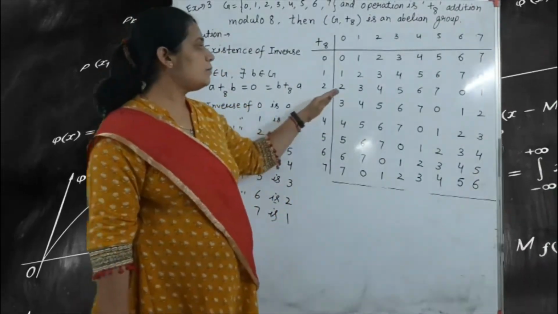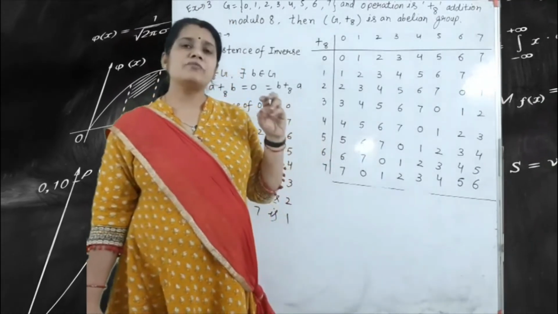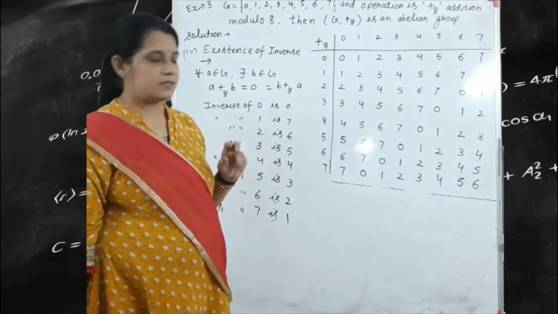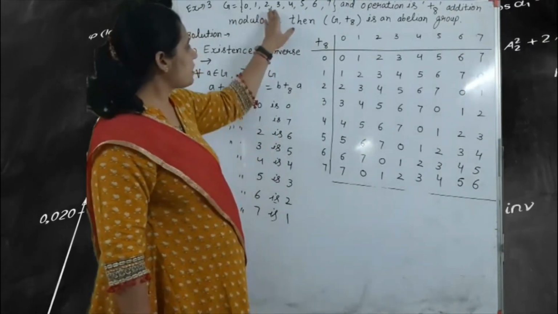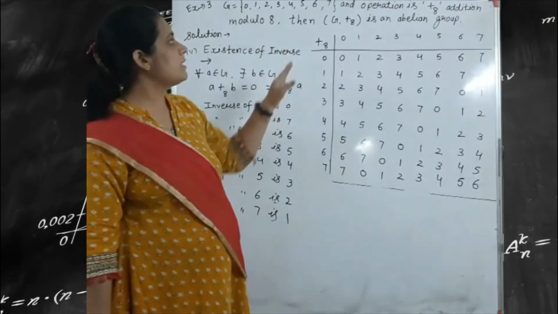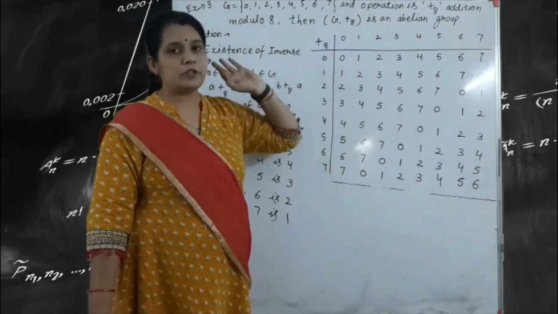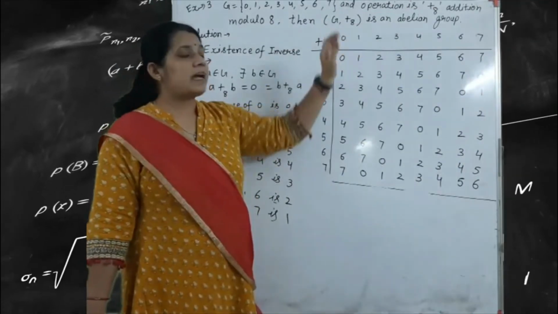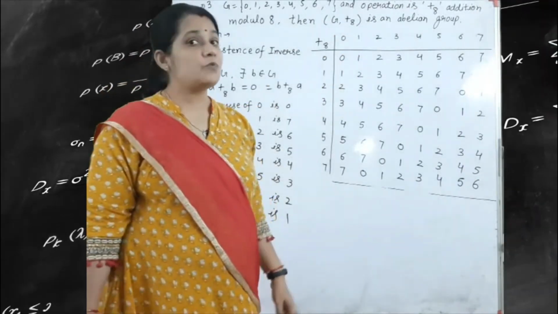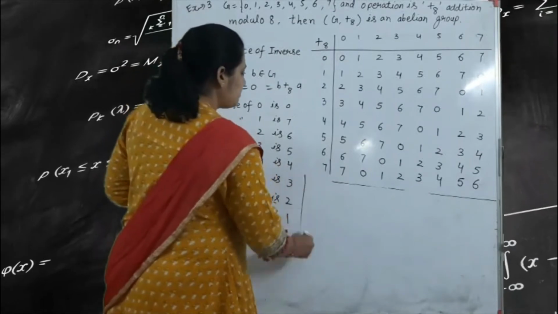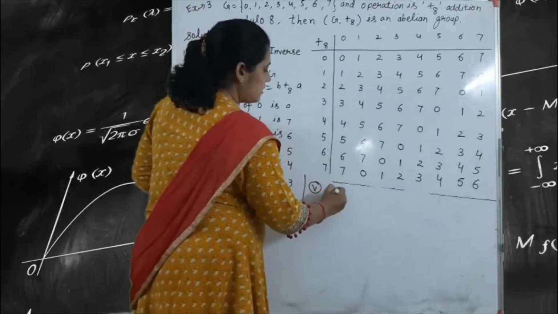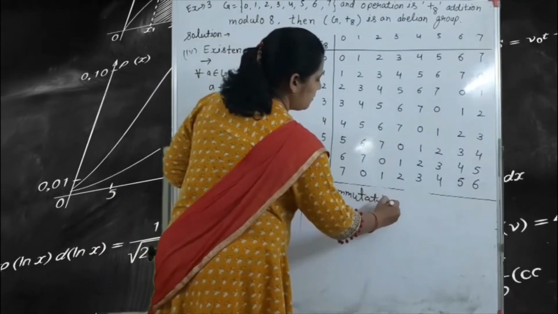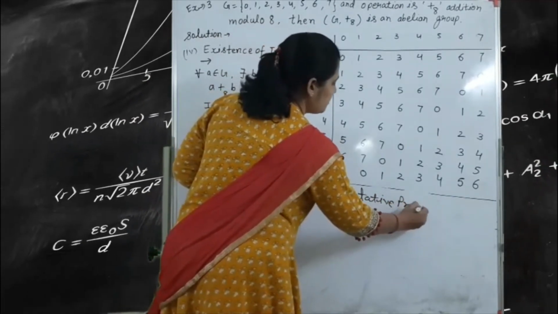Okay, so with the help of this table, we find out very easily the identity and the existence of the inverse. If we find all four properties, then we can say that G with addition modulo 8 is a group. But according to our question, we need to find out that this is an abelian group. So what is the fifth property? The fifth property is the commutative property.